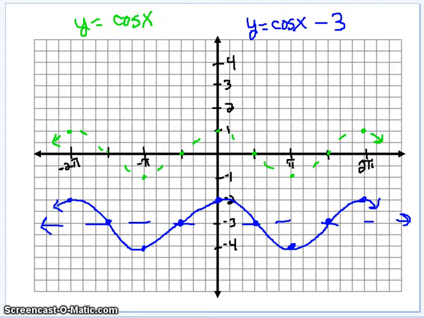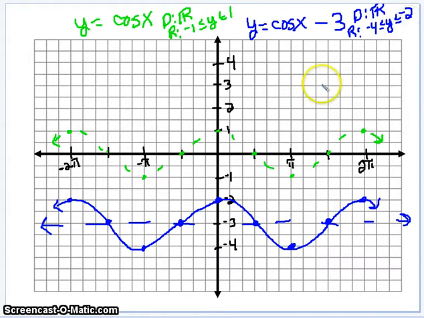We want to talk about domain and range. Domain is all reals. Range is going to be from negative 1 to 1. For number 3, domain is all reals. My range is going to be from, start at negative 4, go to negative 2. So y has to be greater than or equal to negative 4, but less than or equal to negative 2. You are subtracting 2 from your range if you have a vertical shift.